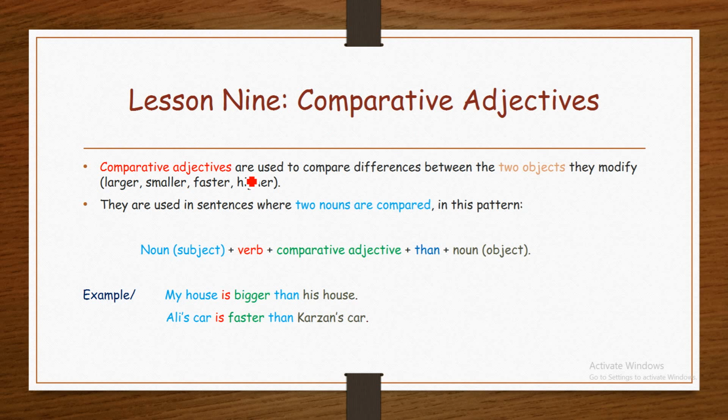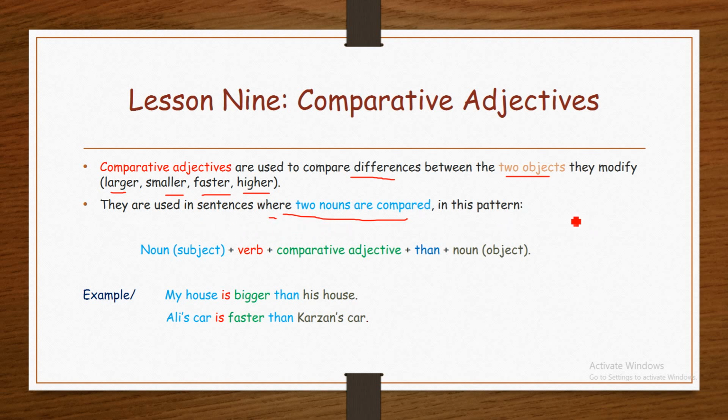What's a comparative adjective? Comparative adjectives are used to compare differences between the two objects they modify. For example, larger, smaller, faster, higher. They are used in sentences where two nouns are compared. It means comparative adjectives are used to compare two nouns.